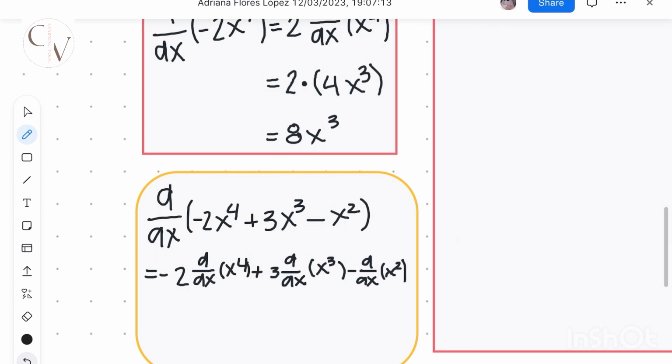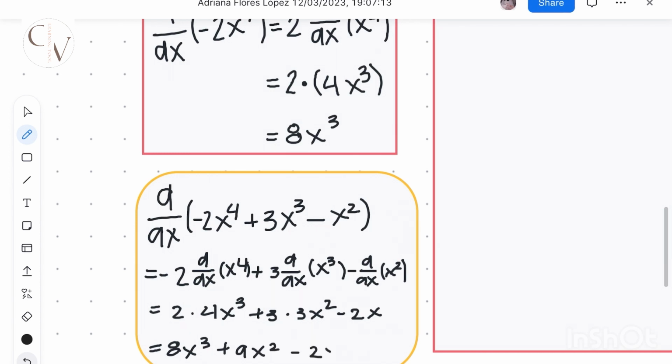As you saw before in the solving of the first term, what we are doing is to multiply the 2 times the power rule, which is 4x to the third power, and then add it to 3 times 3x to the second power minus 2x, which is the power rule of each term, having as an answer 8x to the third power plus 9x to the second power minus 2x.